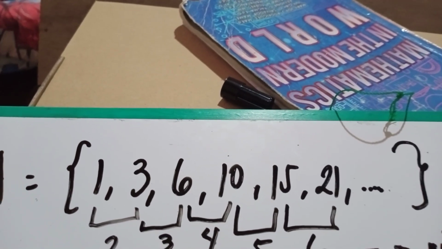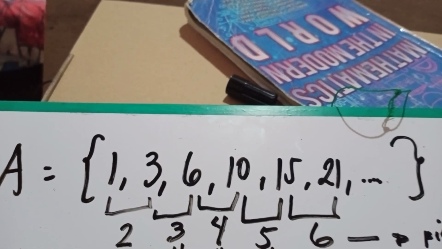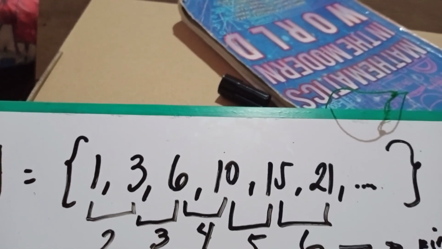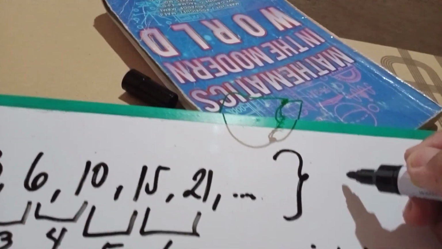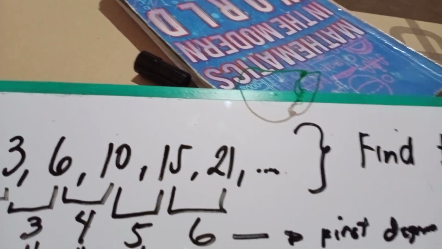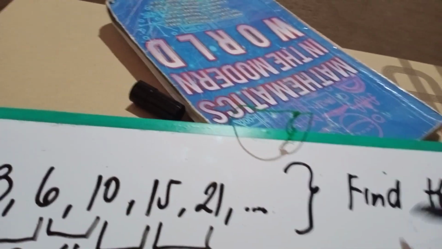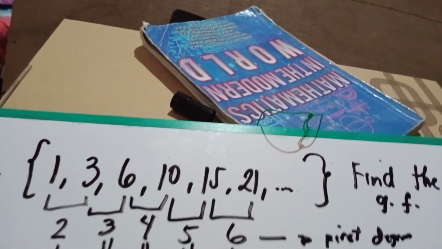Given a set in our class, set A is equal to the set of 1, 3, 6, 10, 15, 21, and then find the general formula. General formula. Okay, find your GF.